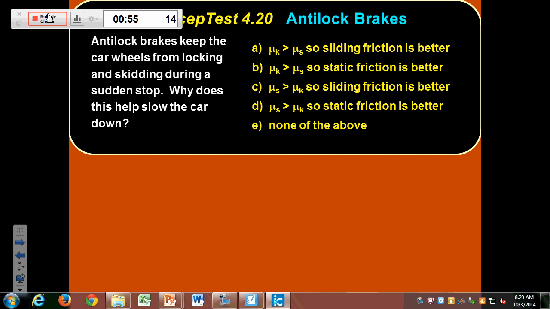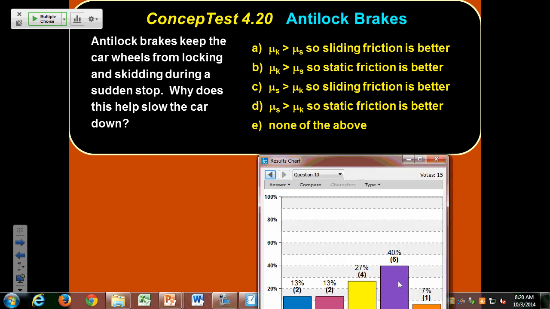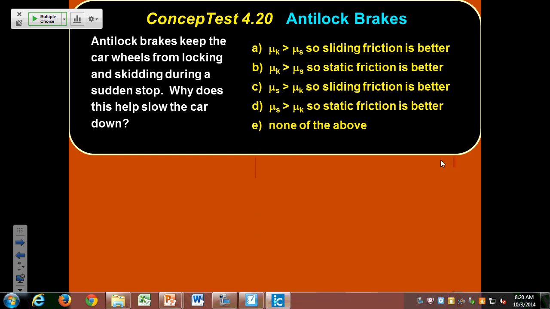All right, I'll stop at 1 minute. That's right, D is right. Our mu s, our static frictional force, is usually bigger than the kinetic frictional force, and your ABS keeps your wheels from locking up, so they keep turning, and that allows for static friction to be at play. It's only when your wheels lock up and the tire slides across the road does kinetic friction or sliding friction come into play.